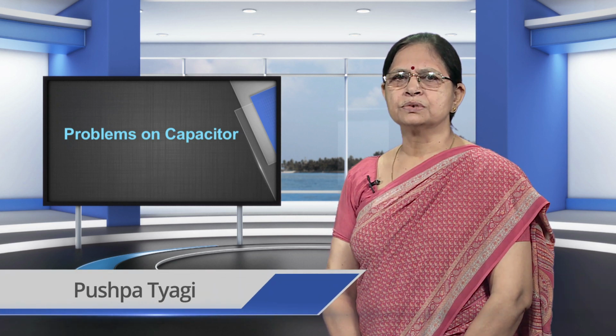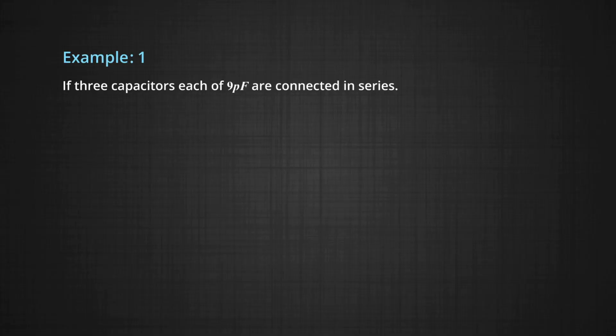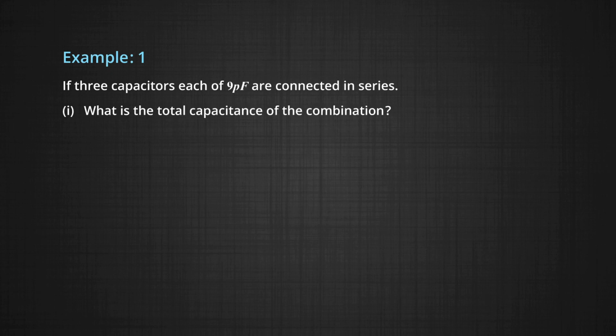Now, as we have learned about capacitors and their different ways of grouping, let us try to solve some typical problems on capacitors. Example 1. If 3 capacitors, each of 9 picofarad, are connected in series, part 1 of the question is, what is the total capacitance of the combination?